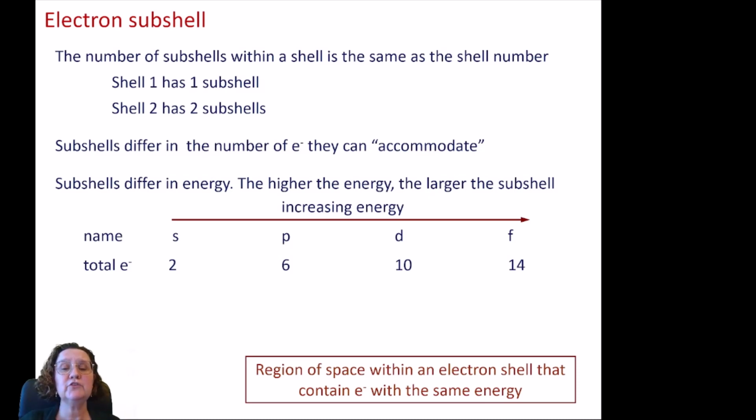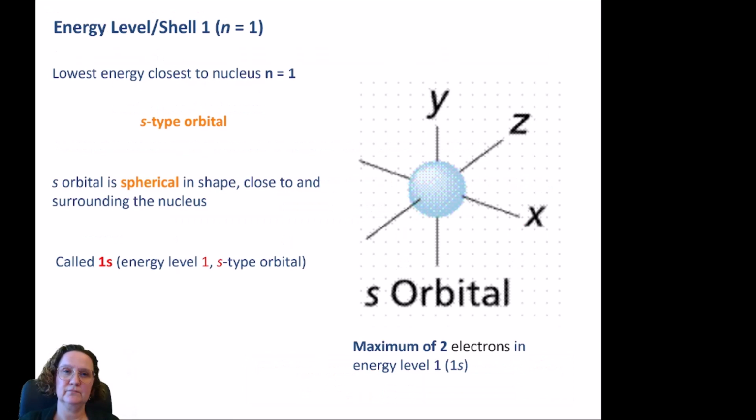So again, those are regions of space within a particular energy level that contain electrons that have the same energy. And as you move from s, p, d, and f, you have a slight increase in energy within that particular level. So when you are in energy level 1, you're the closest you can be. Those electrons are the closest they can be to the nucleus, and you have s-type orbitals. s orbitals are spherical, and they surround the nucleus. And in this case, because you are in energy level 1, you call this orbital 1s. s because it's an s-type orbital, and 1 because it's energy level 1, the closest to the nucleus.